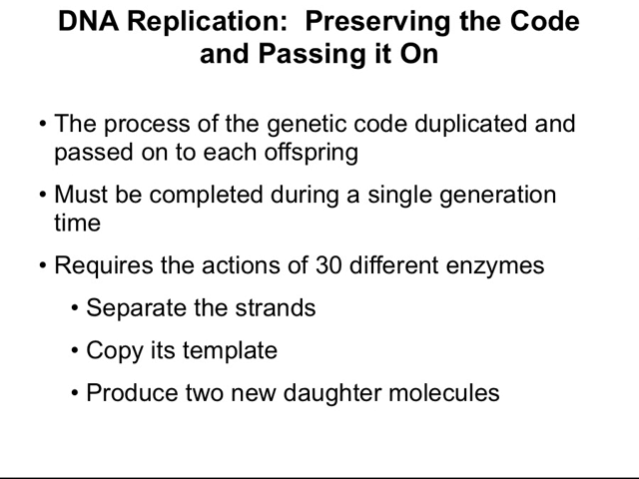Now we'll consider how we actually copy or replicate DNA. It's so important that this process goes almost perfectly because this is how we preserve the genetic code and pass it on to the offspring of each of these microbes. And the process has to be completed during a single generation time. It requires the actions of over 30 different enzymes. Don't worry, we're not going to cover all of them, but we will cover some of the major players.